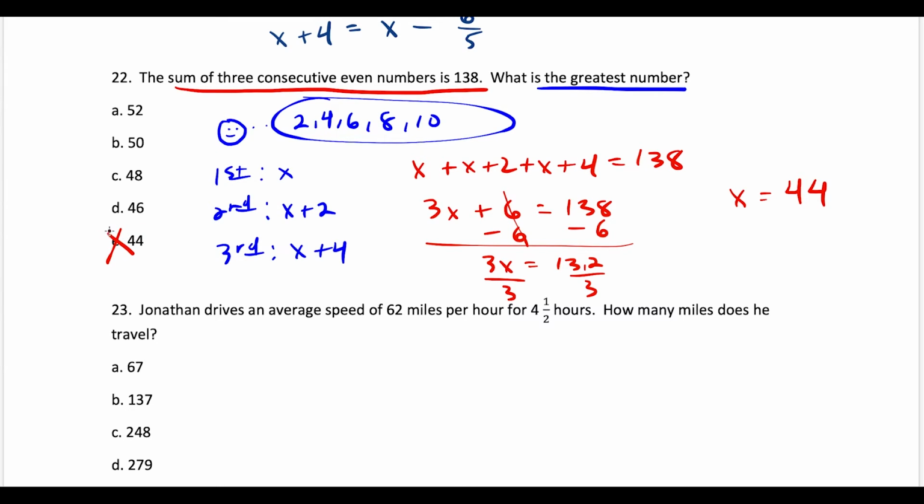If you choose 44, it's very sad because it shows that you know what's going on, but you just weren't careful. X represents the first number. So x is equal to 44, which means the second number is 44 plus 2, which is 46. And then the third number, 44 plus 4, is 48. We want to know what's the greatest number. And out of the 3 consecutive even integers, notice that 48 is the biggest number. So we would go choice C here.